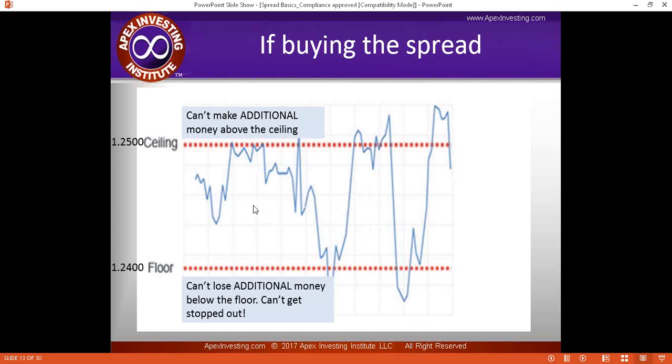Okay, so does that make sense? You have a floor and a ceiling that protect you and cap you, but you can get in and out anywhere in between there. Okay? Now, very, very important. If I bought this spread at 24.10, okay, the market goes down, right? See that? It shot down outside of my floor.